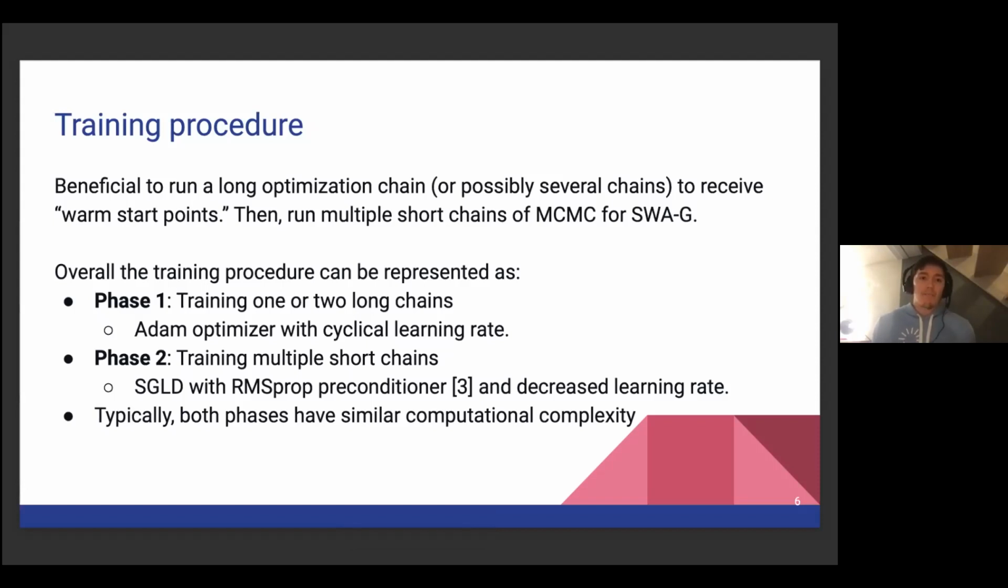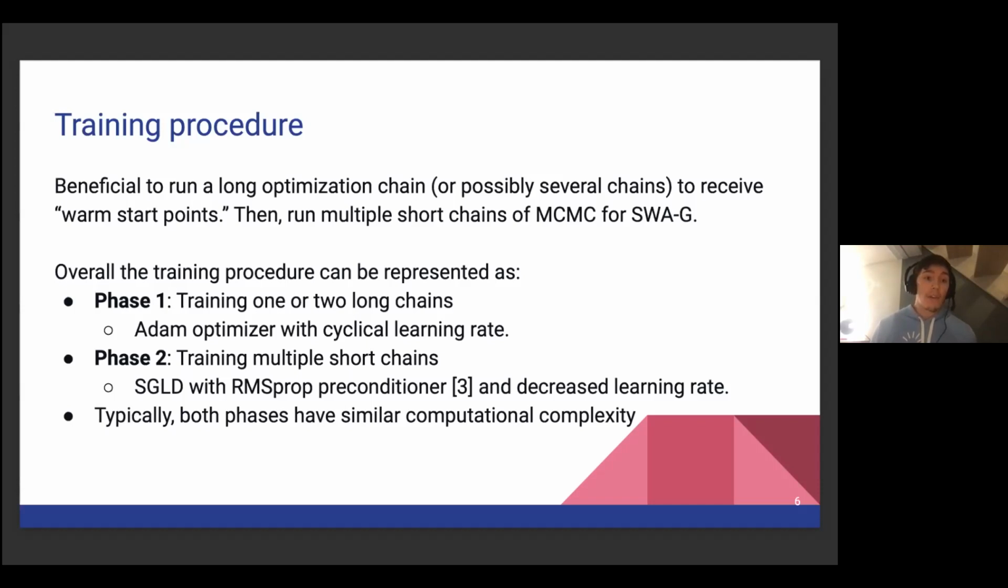During the development phase, we noticed that it's crucial to split the whole optimization procedure into two phases. The aim of the first phase is to reach the maximum a posteriori estimate of weights. For this problem, we typically used the Adam optimizer with a cyclical learning rate. We noticed that it helps a lot. It's known in deep learning that cyclical learning rates allow us to achieve a better local minimum, and apparently it works here as well.